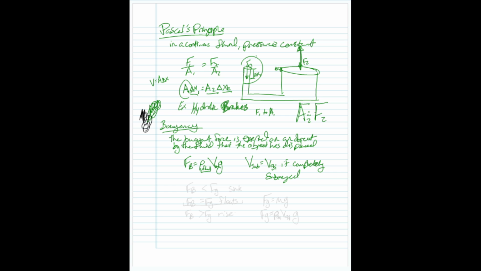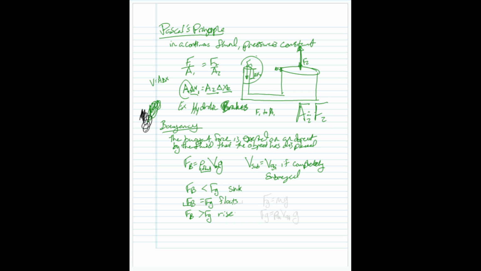If it's not completely submerged, the volume submerged will actually be less than the volume of the object. If the buoyant force is less than the force of gravity, the object will sink. If the buoyant force is equal to the force of gravity, it floats. If the buoyant force is greater than the force of gravity, it will rise.